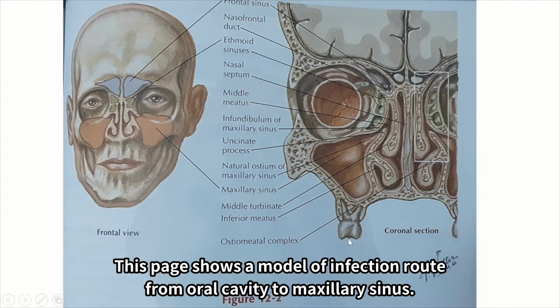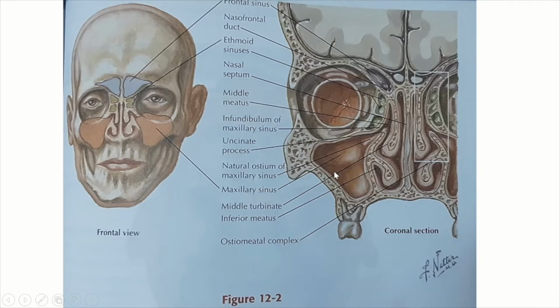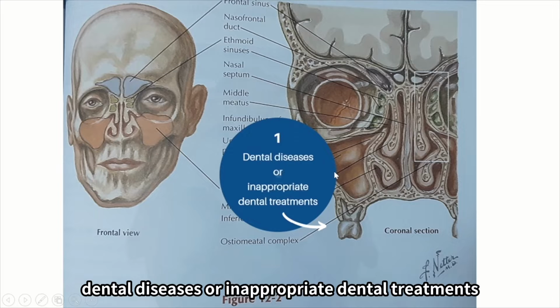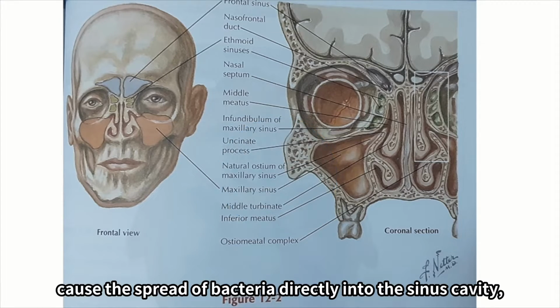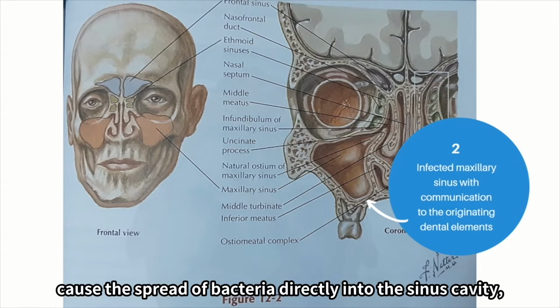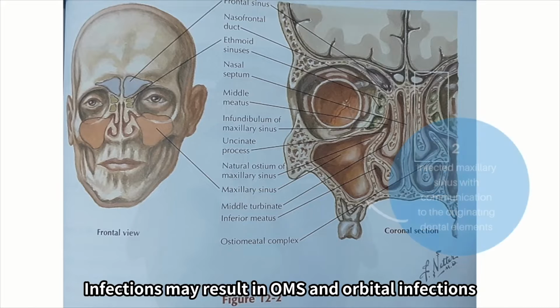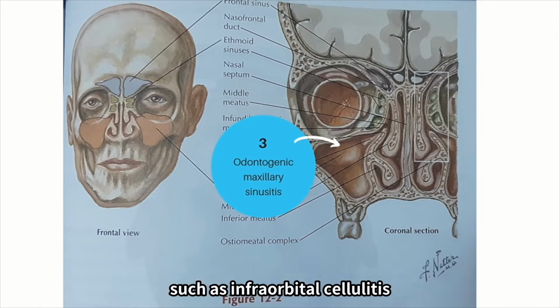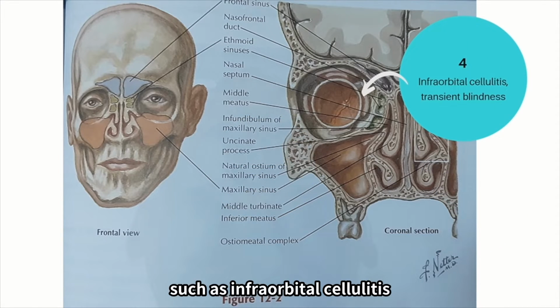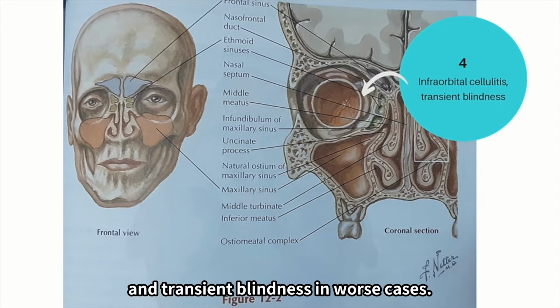This page shows a model of the infection route from the oral cavity to the maxillary sinus. Firstly, dental diseases or inappropriate dental treatments cause the spread of bacteria directly into the sinus cavity, causing hypertrophic reactions. Infections may result in OMS and orbital infections such as infraorbital cellulitis and transient blindness in worst cases.